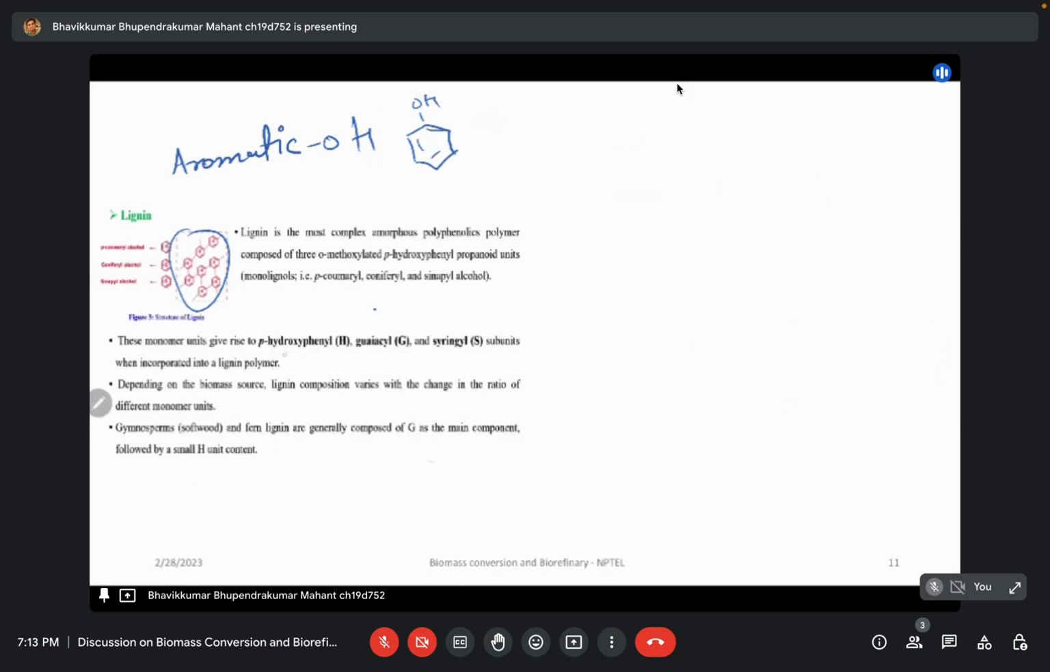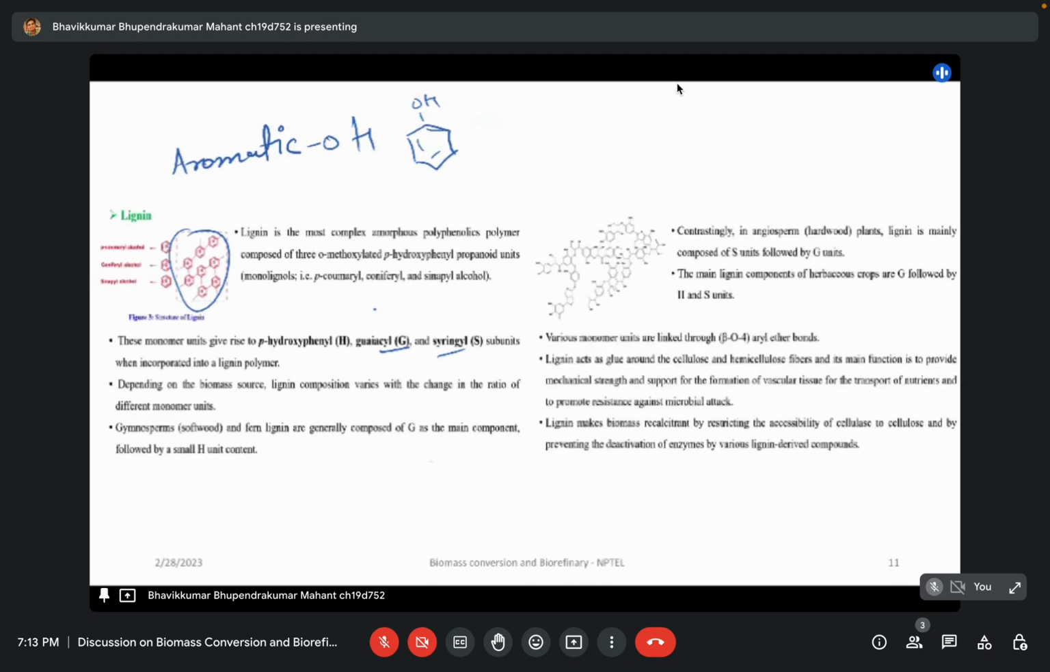If you talk about some important monomers of this, there are para-hydroxyphenyl, guaiacyl, and syringyl. These are the different kinds of monomers in lignin.